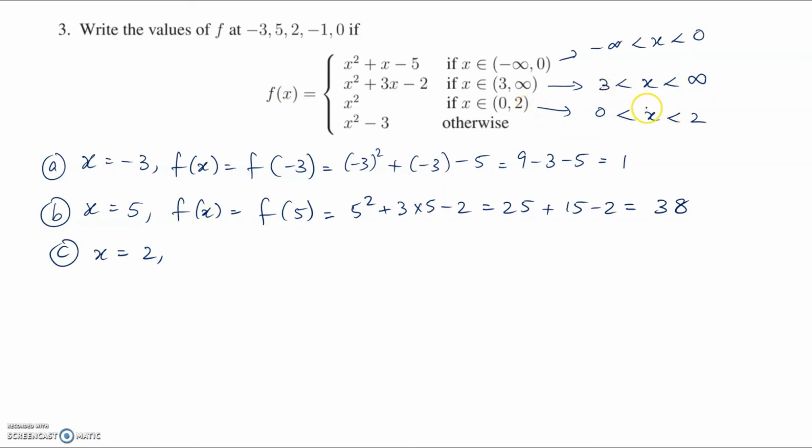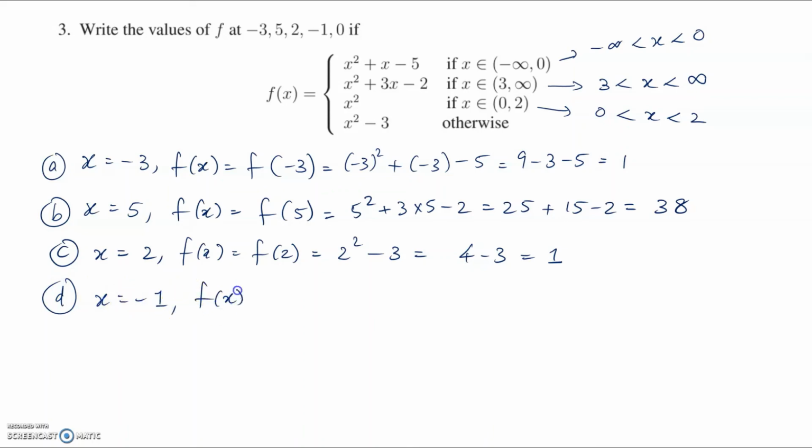Then when x is equal to 2, between 2 to 3 you don't have any solution here, so it will come under otherwise. So you say f of x is equal to f of 2. So we take the otherwise, which is 2 squared minus 3, which is 4 minus 3, and that's equal to 1.